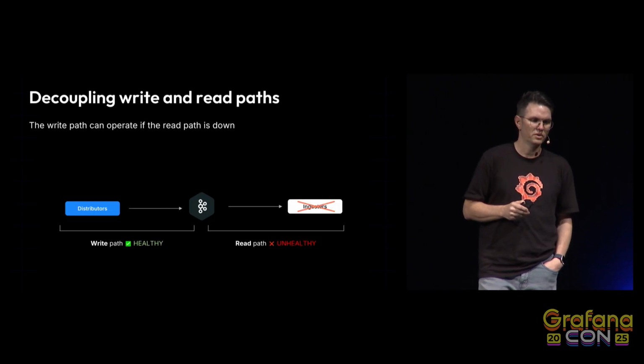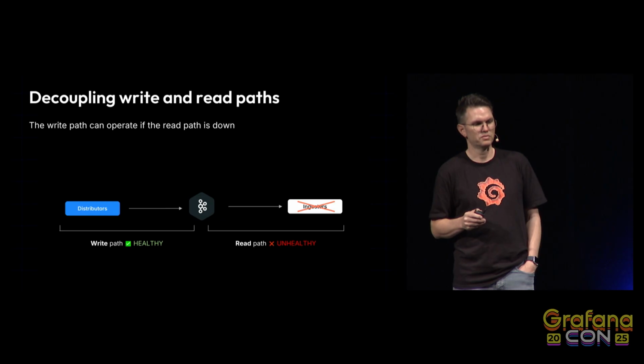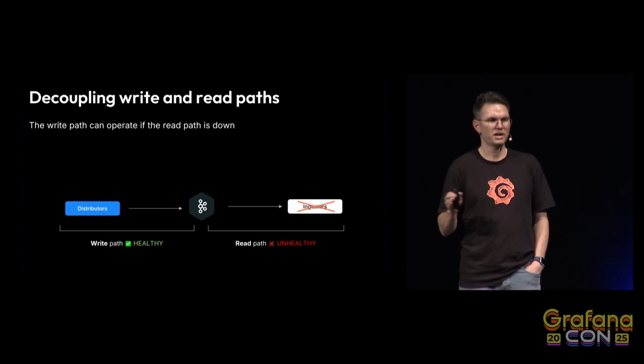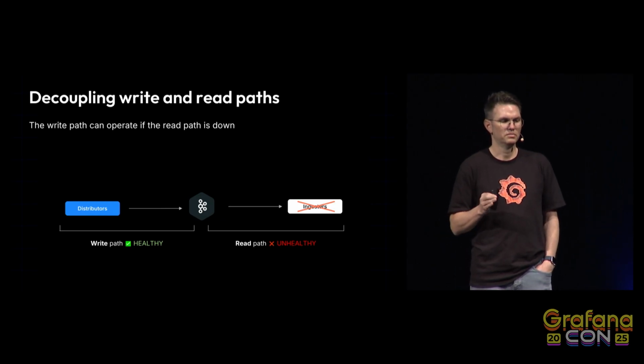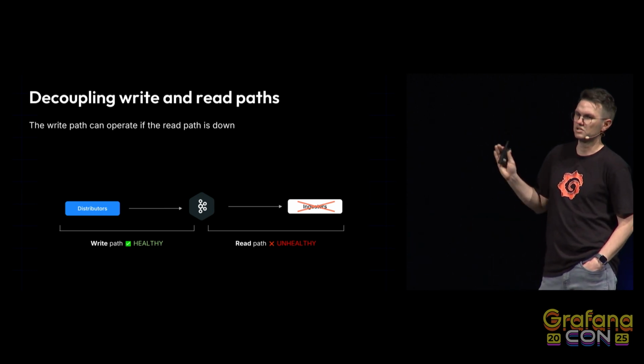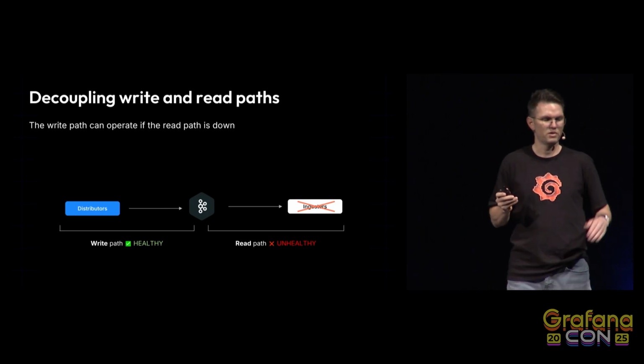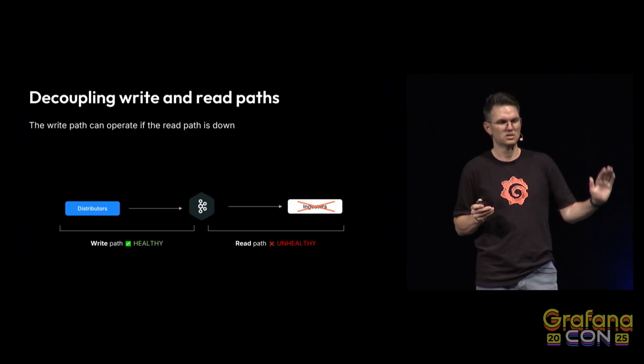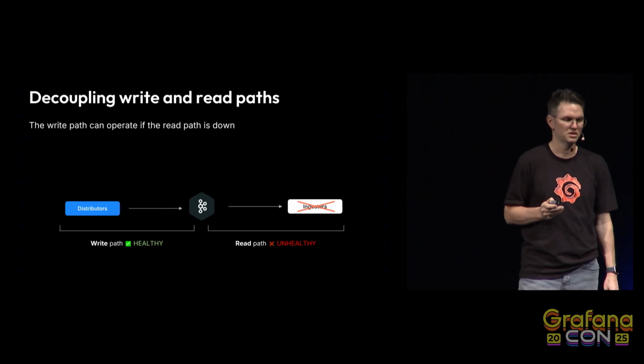As we saw before, one of the downsides of the current architecture is when the read path becomes unhealthy, the write path could be impacted. But this slide illustrates how when the read path becomes unhealthy, like when ingesters become overloaded, which can happen occasionally in large clusters, the write path is still healthy. And so this is a huge benefit of the new architecture using Kafka.